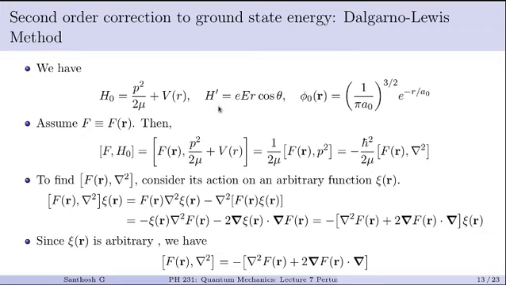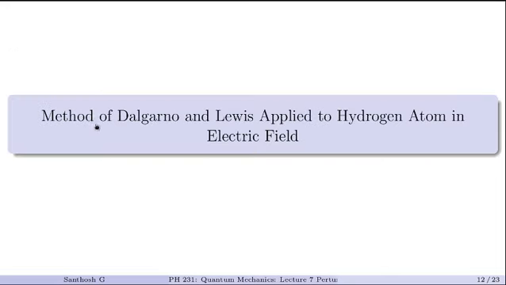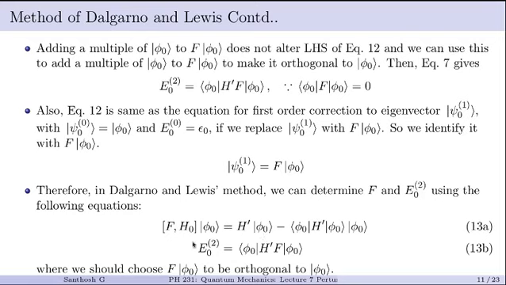The ground state eigenfunction of H0 is given by e to the power minus r by a0 multiplied by this normalization factor, where a0 is the Bohr radius and r is the radial coordinate of the hydrogen atom electron. Now to solve the Dalgarno and Lewis problem, we first have to find the operator f using this equation, and we have all the ingredients to be used here. H dash is known, phi 0 is known, and f is the only unknown in this equation.